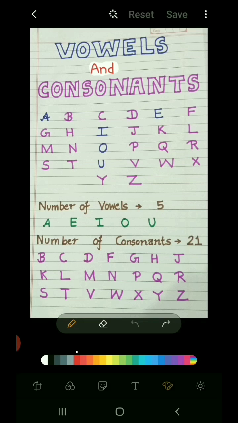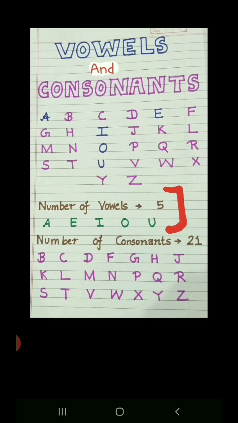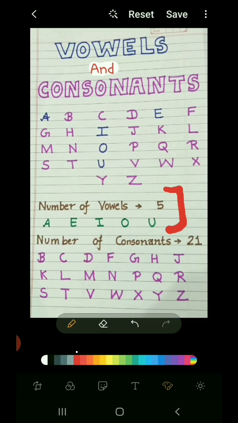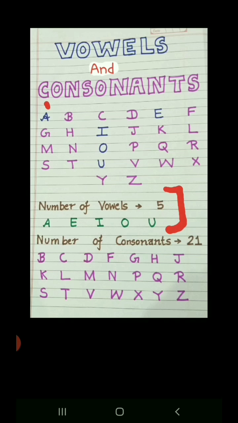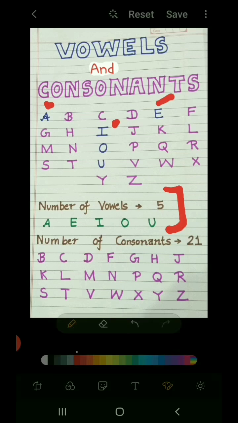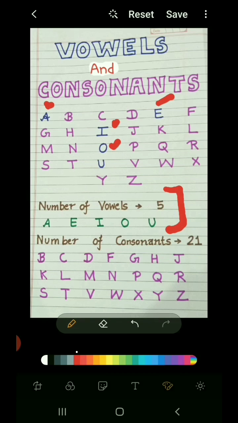Now see what ma'am has written here: number of vowels. See the blue color. 1, 2, 3, 4 and 5. How many blue color letters are there? 5. That's correct. So the number of vowels is 5. Now, what are the vowels? Let us recall it once.